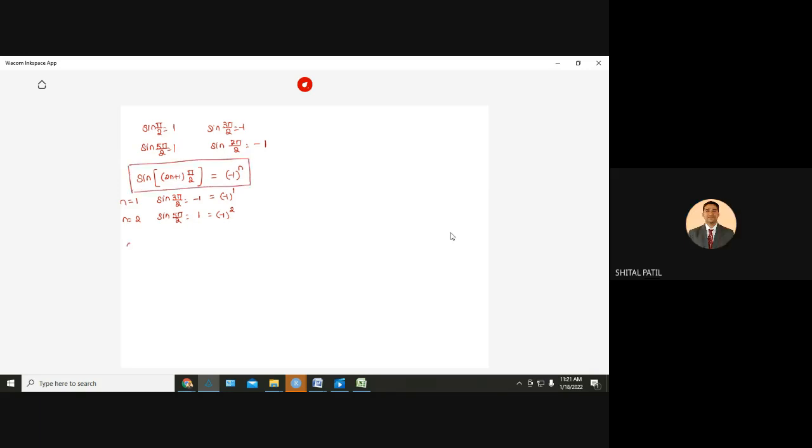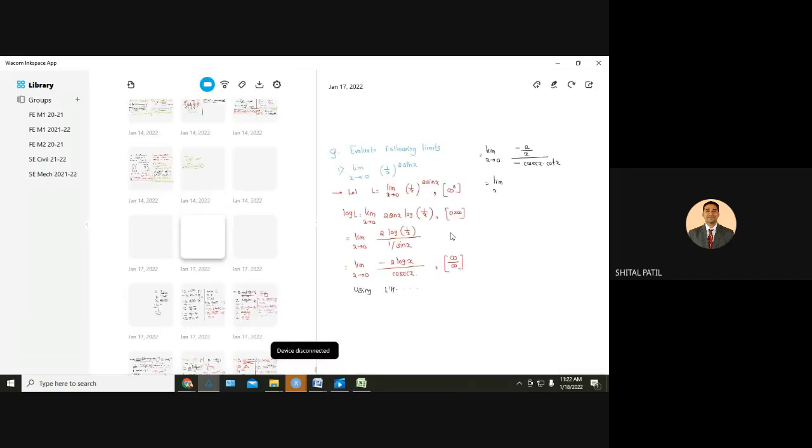Or we can write it in this way also: sine of (2n minus 1) pi by 2. What will it be? Minus 1 raised to n minus 1. You check this. Okay, fourth formula now. Now we want cos theta equal to plus minus 1.